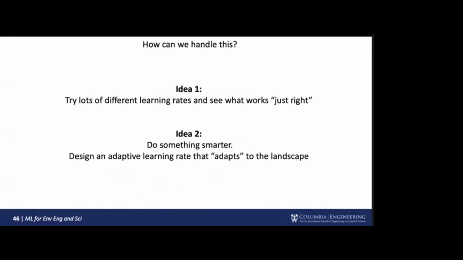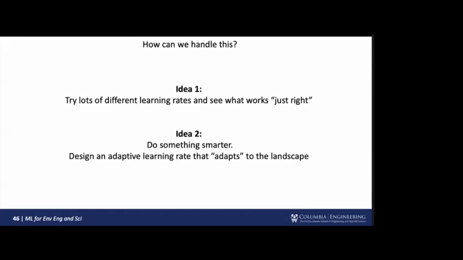One option is simple, but brute force. Try many different learning rates and see which one works best, right? That's when we don't know the real solution from intuition. We try multiple values until we get the best. But the second option is smarter: use an adaptive learning rate that automatically adjusts during training.